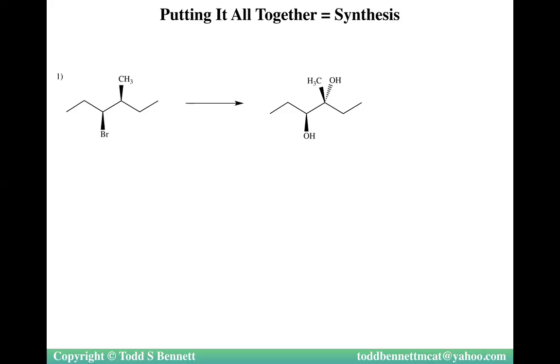So your job is to recognize first what stays the same and then what changes, and any telltale features you recognize because of it. So in the beginning, we have a bromine and a 6-carbon skeleton with a methyl. In the end, we still have a 6-carbon skeleton and we still have a methyl, but the bromine is gone and two OHs have come in. So we have to do at least two things. We have to get rid of the Br and we have to add on two OHs.